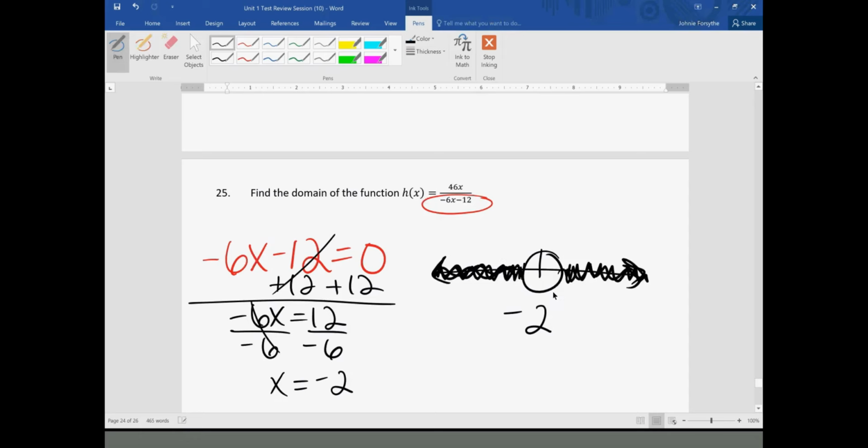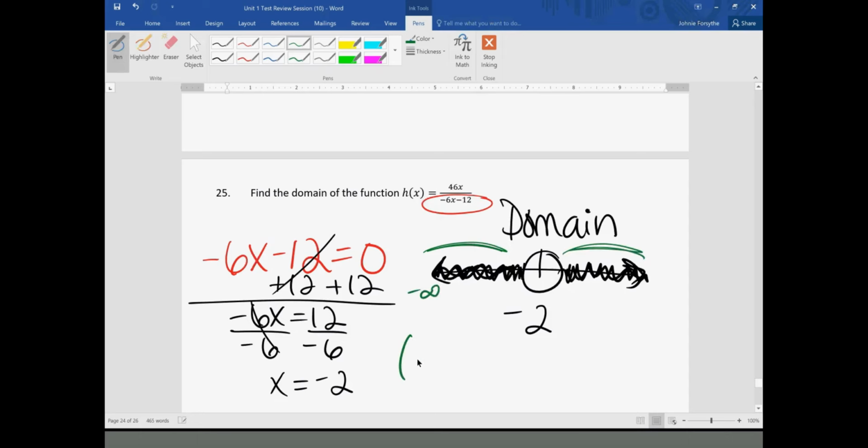Because if we include negative 2, what happens to the denominator? It equals 0. So this is the graph of our domain. And let's write it in interval notation. So we have two intervals here. We have this interval and then this interval.